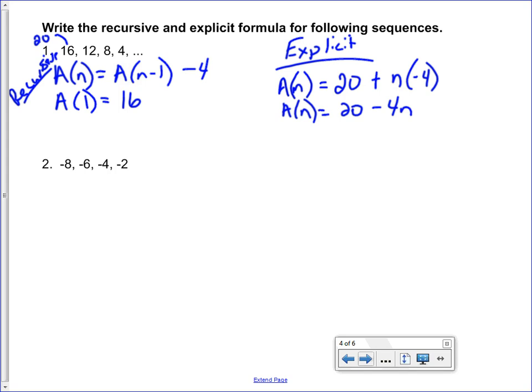If you wrote it the way the book writes it, with term 1 instead, you'd write a_n is equal to 16 minus 4 times n minus 1. It's just a little bit different, but it ends up being the same thing if you distribute. Either one I would accept. Okay, so let's take a look at this next one, the recursive.